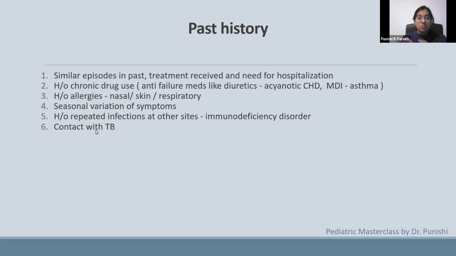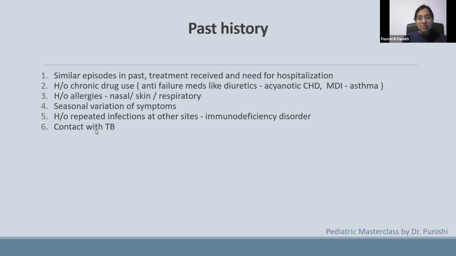Again, that points towards more of a seasonal etiology or an allergen, particularly in that season, which is exacerbating the cough. History of repeated infections at other sites, like we discussed, gives some insight into a probable underlying immunodeficiency disorder, and whether there's a history of contact with somebody with tuberculosis.